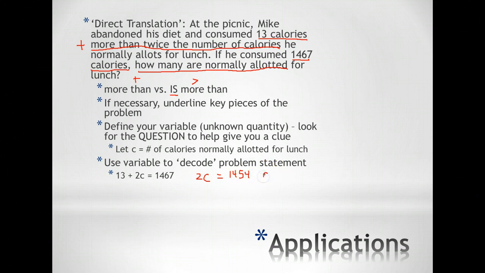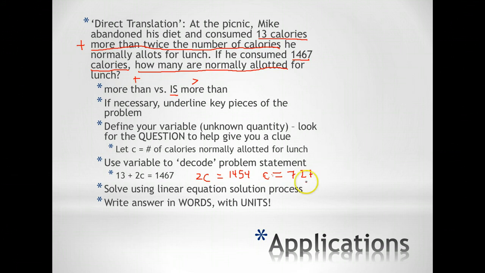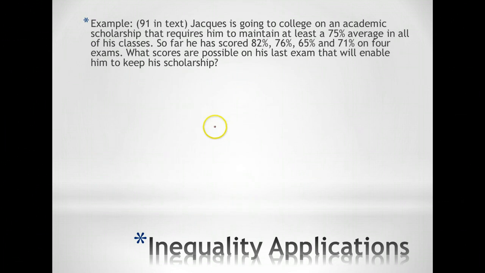I get C equals, my pen's not working. What happened? C equals 727. So that's it. 727 calories are normally allotted. You want to make sure you write your answer in words with units.